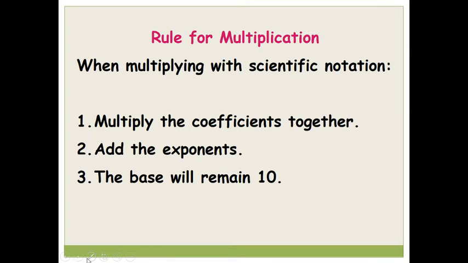All right, so rules for multiplication. Okay, when multiplying with scientific notation, all we do is multiply the coefficients together. So that first number between 1 and 10 that we were talking about, you just multiply those like you always would normally. And then we add the exponents, and then the base, of course, is going to remain 10. So this is just an application of the product rule for exponents, right? Which says that when we have the same base, we add the exponents when we're multiplying, right?